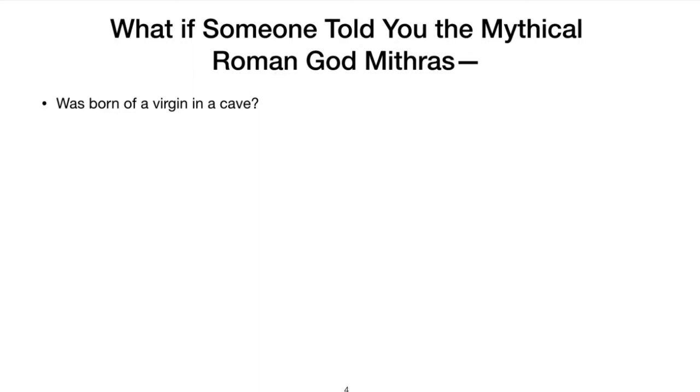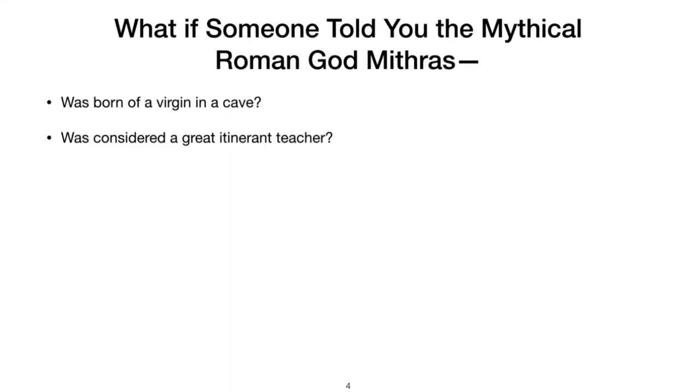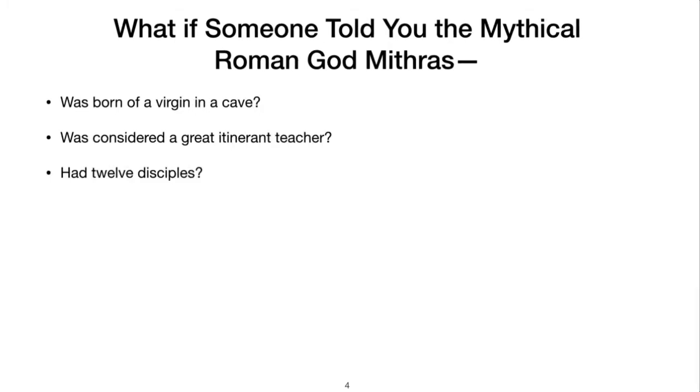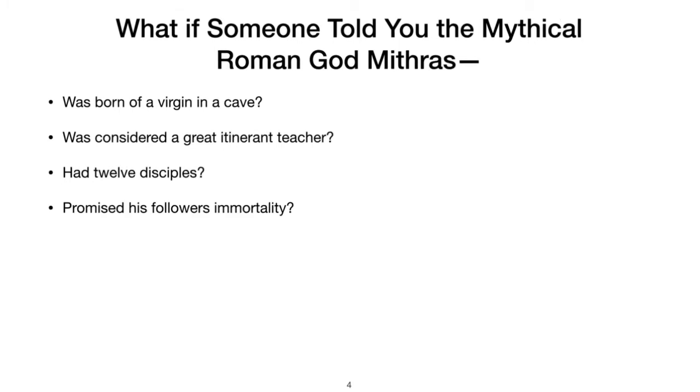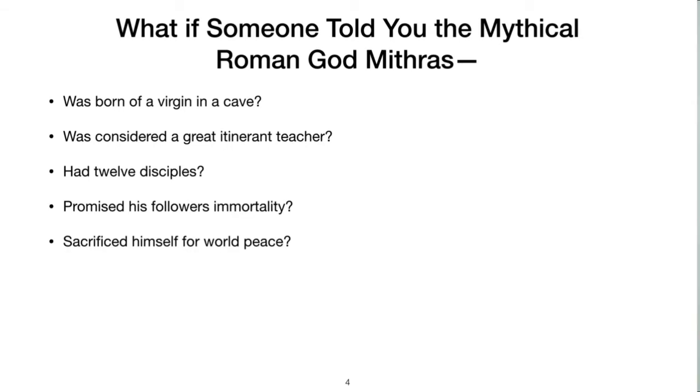And as the story goes, say your child came to you and said, well, Mithras was born of a virgin. And not only that, Mithras was a great itinerant teacher. He traveled about teaching people. Mithras was reported to have had 12 disciples. He promised his followers immortality. He sacrificed himself. He gave himself as a sacrifice for world peace.